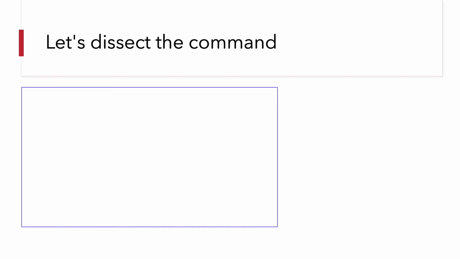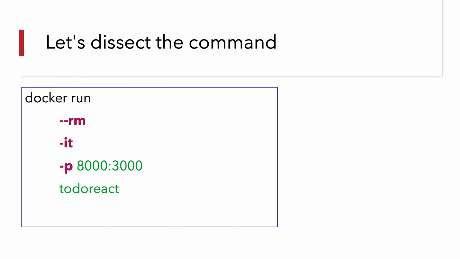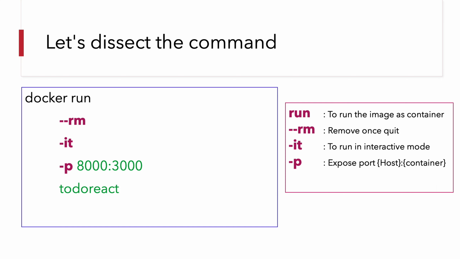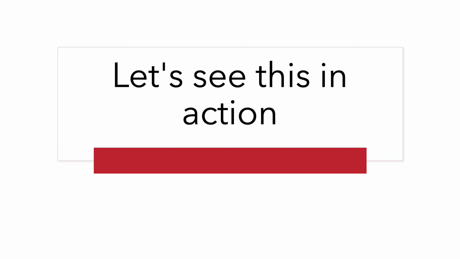And the next command is very, very familiar to you, the docker run command. But the only additional parameter that we have is the --rm, which is nothing but remove once quit. Basically, once you Control C to quit this particular running container, it will also remove that container from the docker ps -a. So that's the only change over here. So let's quickly see everything in action and understand how things work.